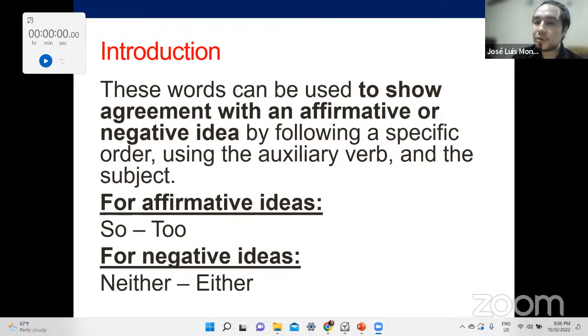"So" is always inverted. After "so," you use the auxiliary, and after that you use the subject. And of course, if it's you, you're going to say "so do I." And what about "too"? It's almost the same, but it's in normal order. Who wants to try with "too"? It's exactly the same, but normal order.